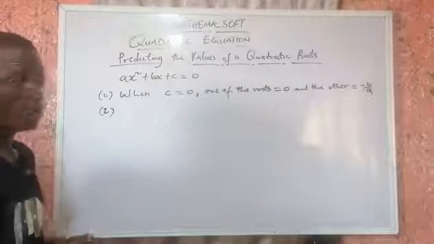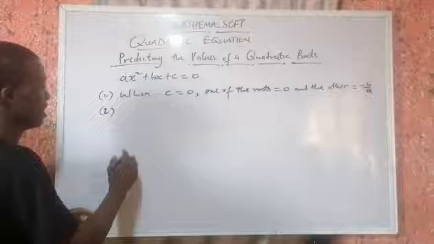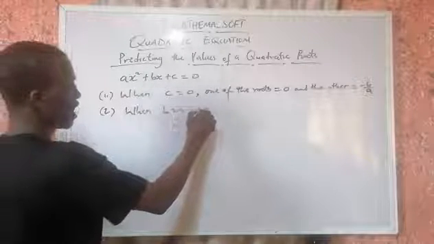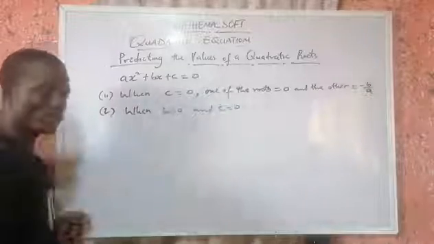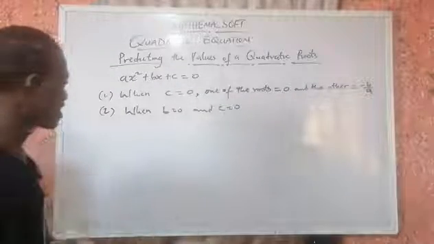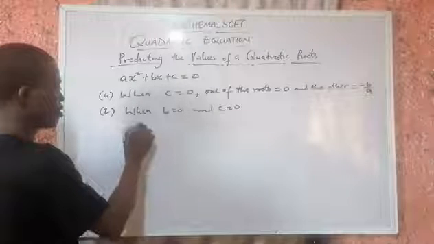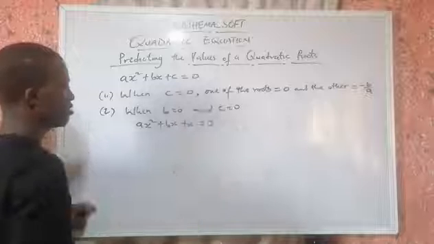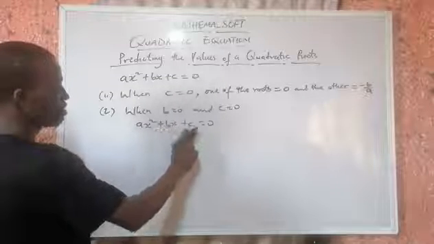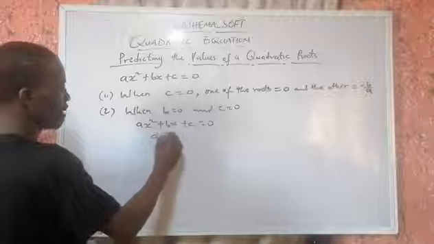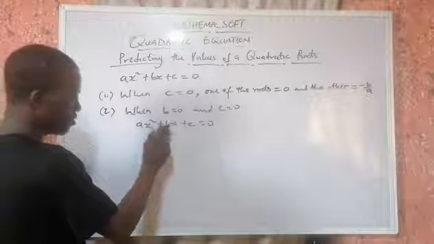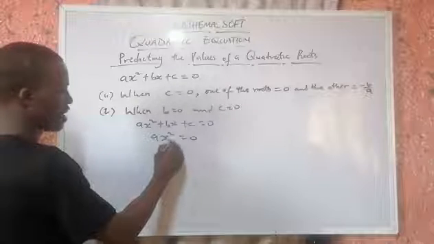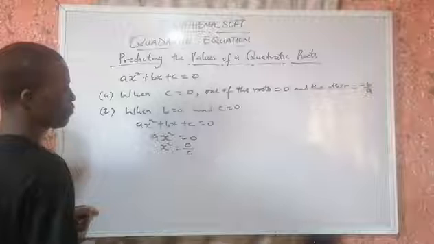is when b equals 0 and c equals 0 in a quadratic equation. So let's write that and see what happens. ax squared plus bx plus c equals 0. Then since b is 0, c is also 0, what we will have left will be ax squared. Of course, 0 times x will have gone 0, and this will be 0. So you can say x squared equals 0 over a, okay?